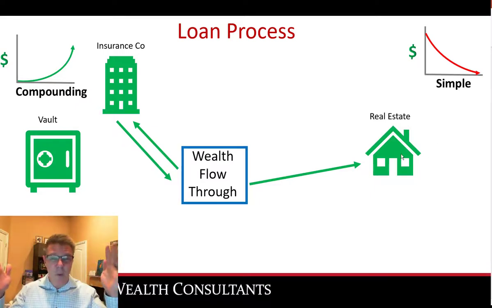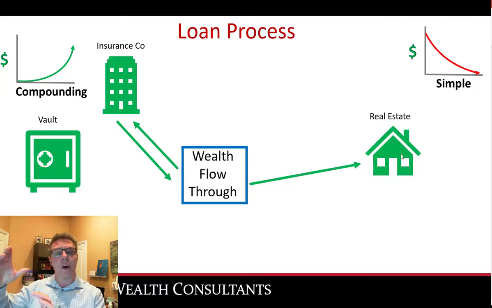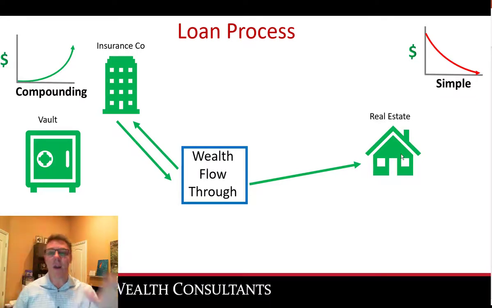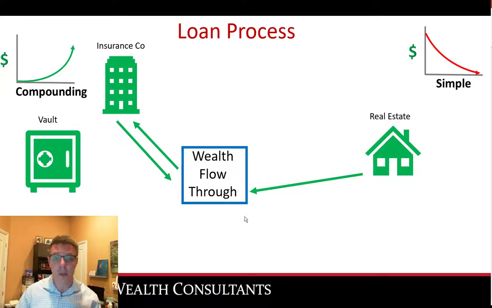Now, we could either pay for the real estate all in cash, or a lot of times, a lot of my clients will use a combination of bank financing and then the vault strategy for the down payment. However you want to do it, it really doesn't matter, and everything is going to flow the same way. As we buy the real estate, we should be creating passive income. Well, we're going to take that and pay back the wealth flow through account and thus the insurance company. At a certain point, we will have paid back the entire loan.